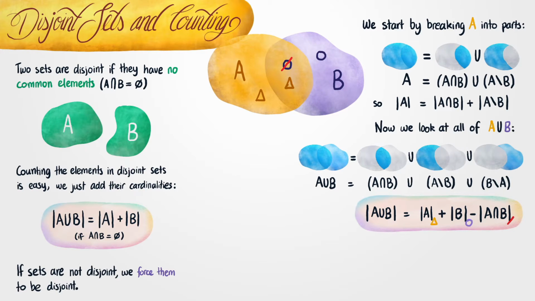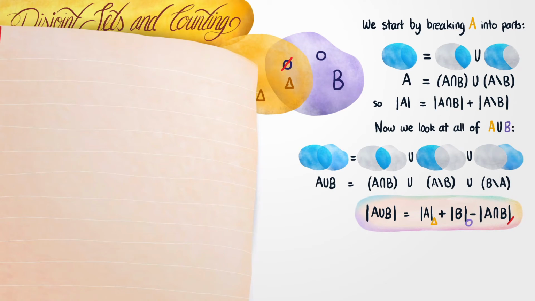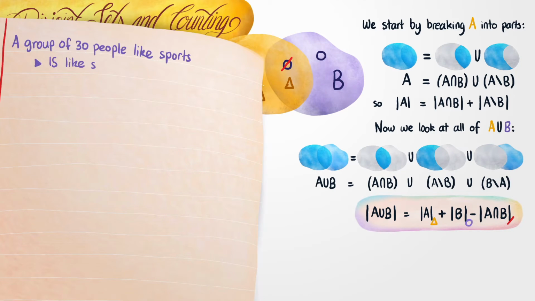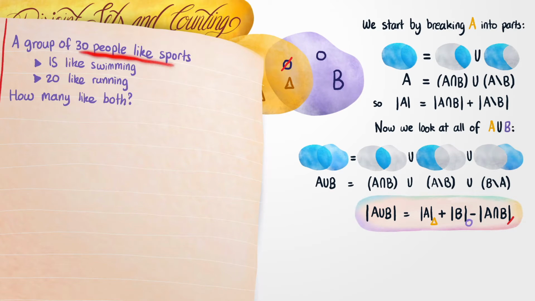Okay, so now that you understand this formula, let's go ahead and do an example together. So suppose we know that a group of 30 people like sports, and of these, 15 like swimming and 20 like running. How many people in this group like both swimming and running?